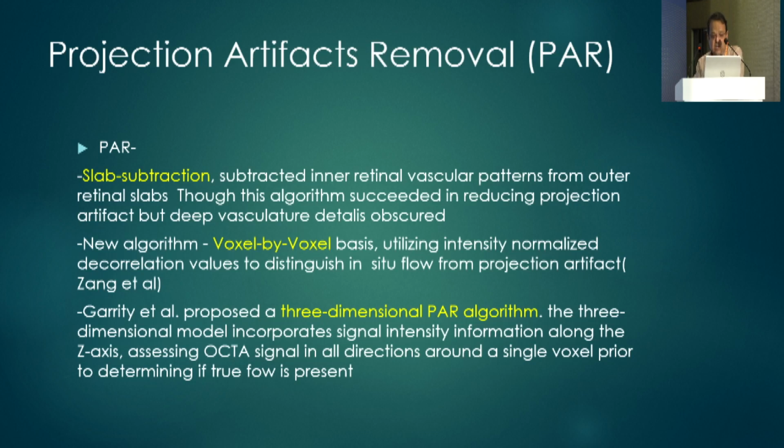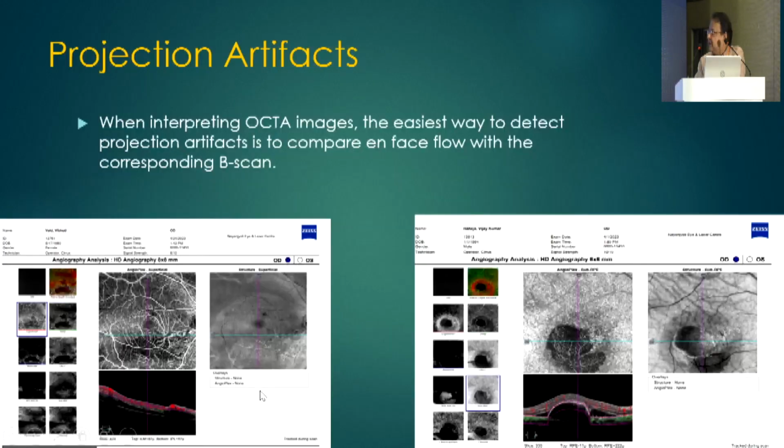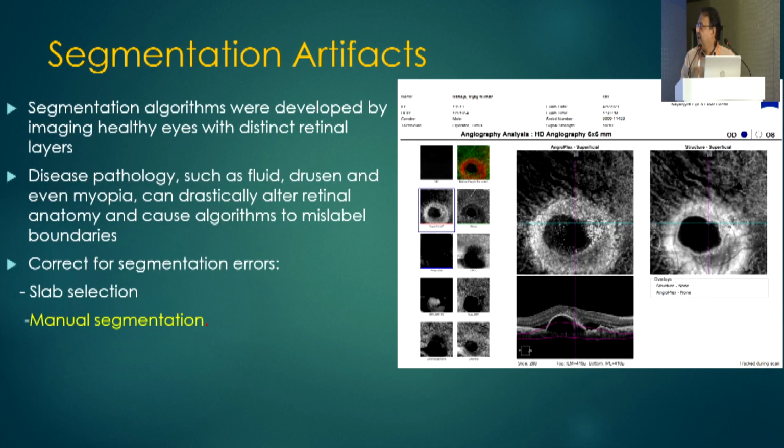There are projection artifact removal softwares which are available in the machine. I won't go into the detail because of the time constraints. Slab subtraction, voxel by voxel, and three-dimensional algorithms are available to diagnose this disease. When interpreting OCTA images, the easiest way to detect projection artifact is to compare the flow with the corresponding B scan. Like what I have shown here, the flow is good here. That means there is no artifact in this image. Segmentation artifacts we have already discussed.